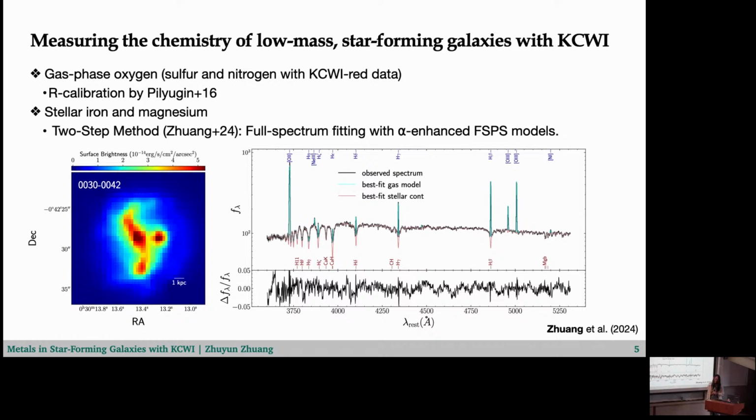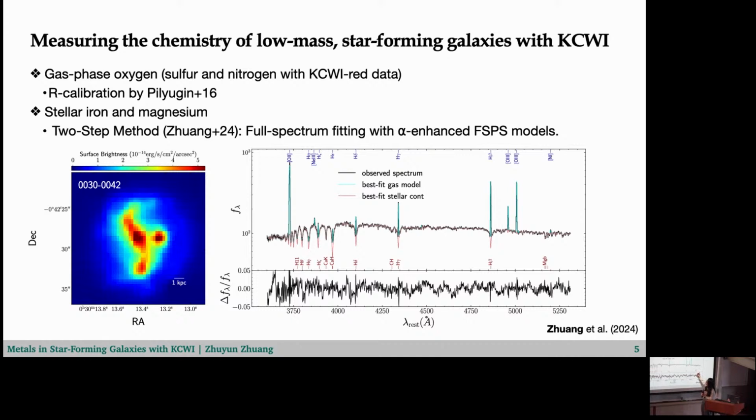Again, I'm not really good at coming up with names. But because of the time limit, I'm not going to talk about too many details here, but feel free to check the paper if you are interested in the method. This is just one integrated spectrum of a galaxy in our sample.